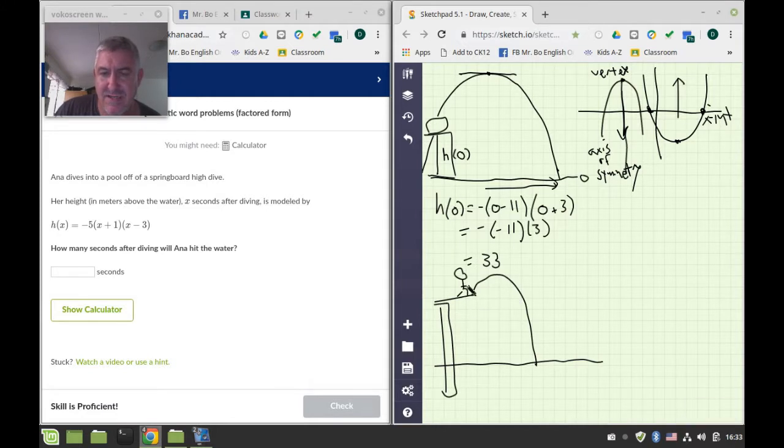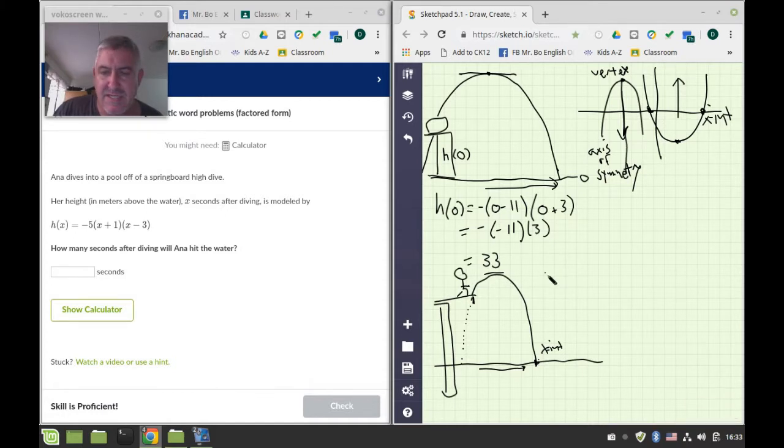So it can ask us lots of things. The last one asked us how high at 0 time. Or it could be how high does she get? Or in this one they ask how many seconds after diving will Anna hit the water. So they want to know about this point here. She hits the water at what time? This is the x-intercept. So we're going to find one of the x-intercepts.